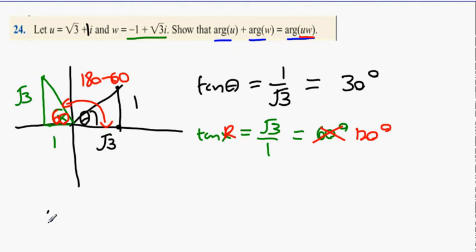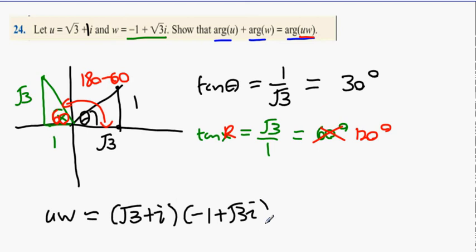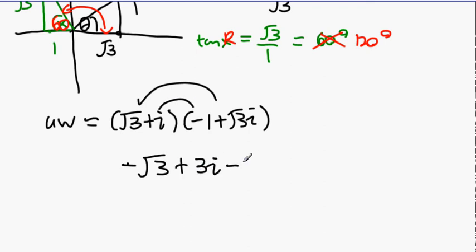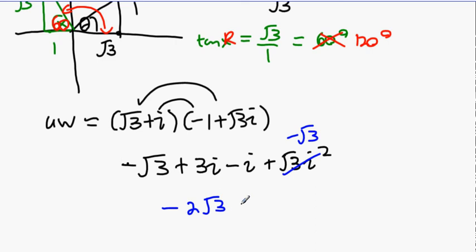So we're going to have to multiply u by w first. u times w is root 3 plus i, times minus 1 plus root 3i. We're going to multiply that out, and what we get is minus root 3 plus 3i minus i plus root 3 i squared, and that's going to be minus root 3. So it's going to be minus 2 root 3, and then plus 2i.